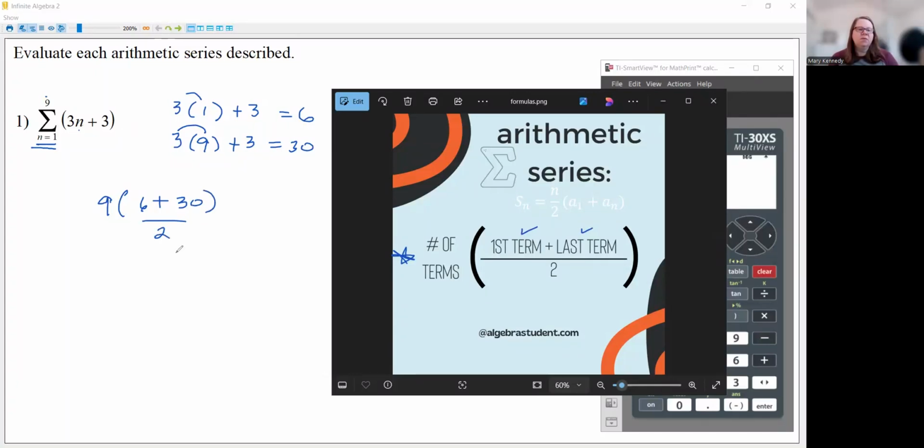And that is divided by 2. So we're getting the average of the first and last terms in the series. So 36 divided by 2 is 18. So really this is just 9 times 18, which is 162.